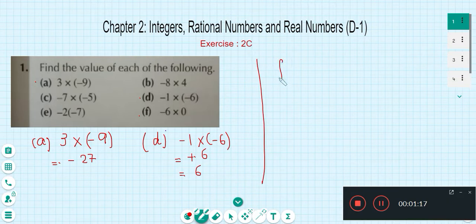Part F. -6 multiplied by 0. So you must know that 0 multiplied by any number gives you 0. So it means -6 multiplied by 0 gives you 0. So this is the answer of part F of question number 1. Now we will do question number 2.